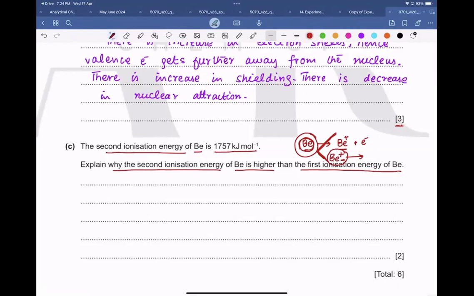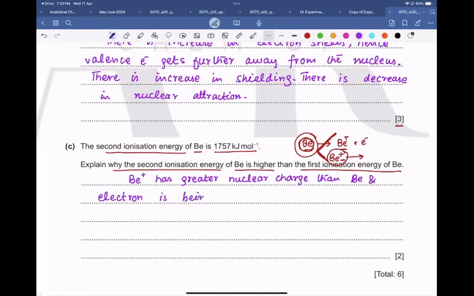Okay. So for 2 marks, we are going to write: positive ion has greater nuclear charge than beryllium atom, and electron is being removed from a smaller ion than atom.